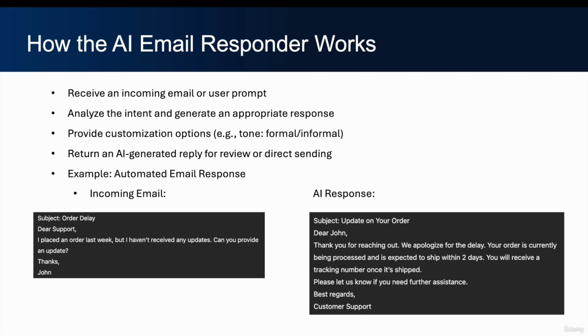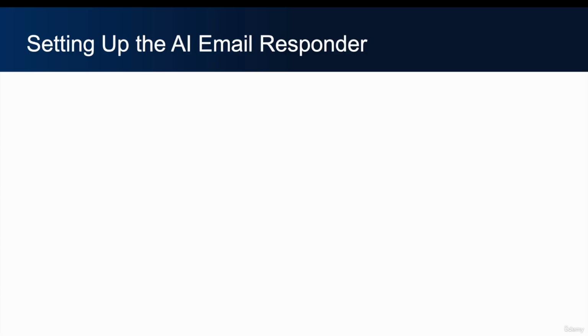The AI response will be: update on your order. Dear John, thank you for reaching out. We apologize for the delay. Your order is currently being processed and is expected to ship within 2 days. You will receive a tracking number once it's shipped. Please let us know if you need further assistance. Best regards, customer support. There you go. Pretty professional.